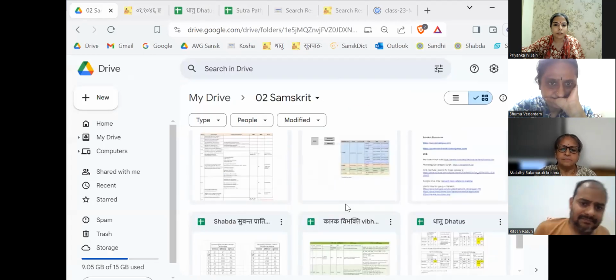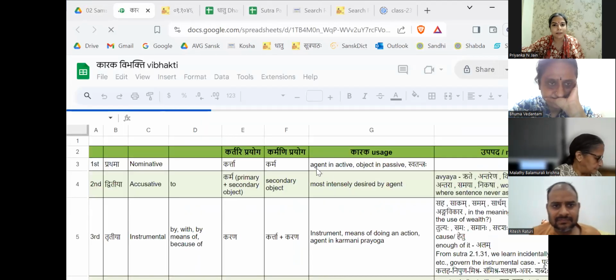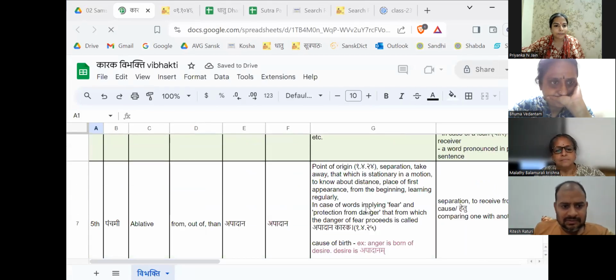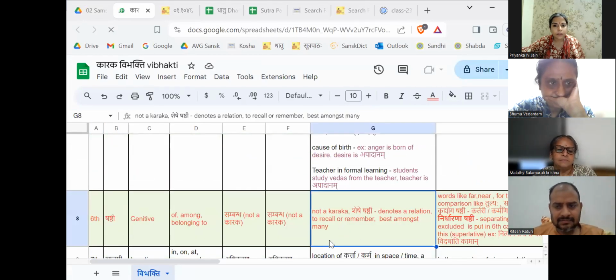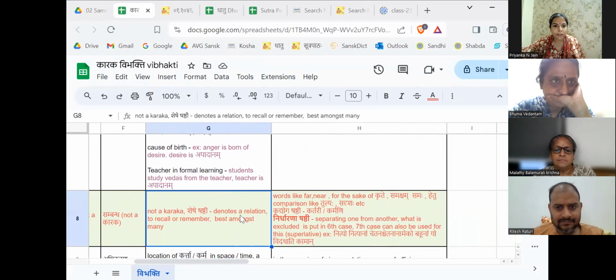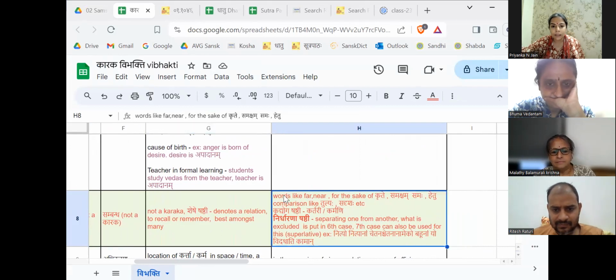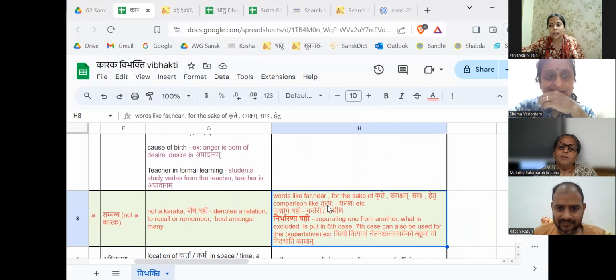I have a full sheet of all possible things. So yeah, the main one is relationship, then nirdharana that was just said. Then words like far, near, for the sake of. I'll just send this whole list to you. You can refer to them. That'll be great. For the sake of, Shashti will come, I don't know.